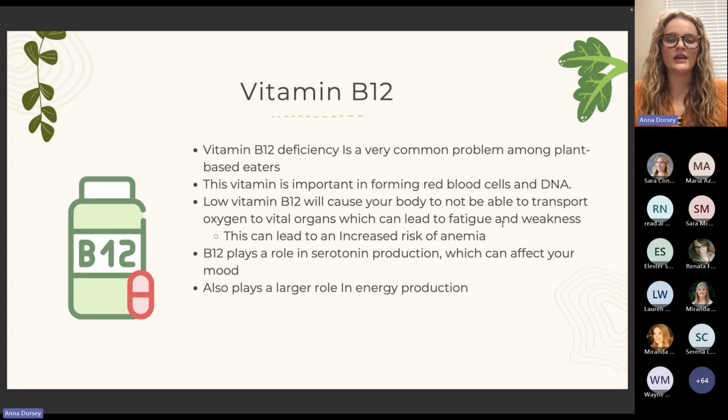And so when you're not getting enough of vitamin B12, then you're obviously not going to be able to make red blood cells and DNA. Your body is going to struggle to transport oxygen to vital organs, which is going to lead to fatigue and weakness. And it also increases your risk for anemia. It also can affect your mood because it's not able to produce as much serotonin. And it's going to have an effect on your energy.